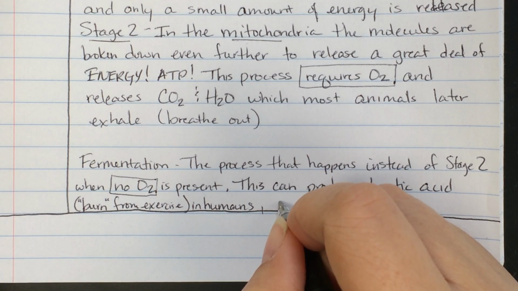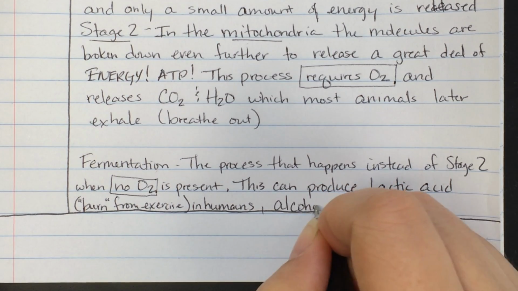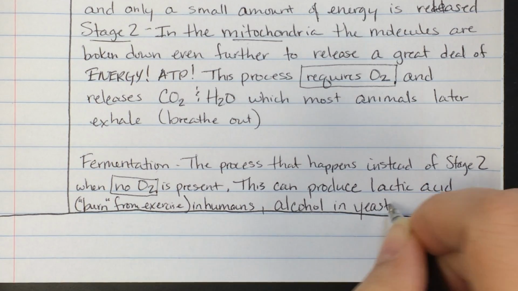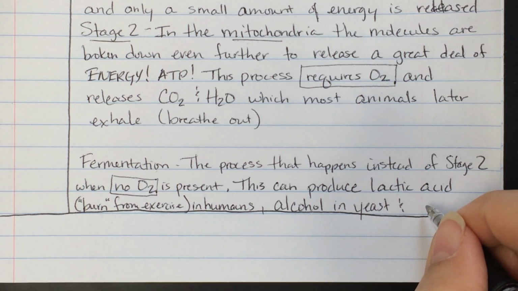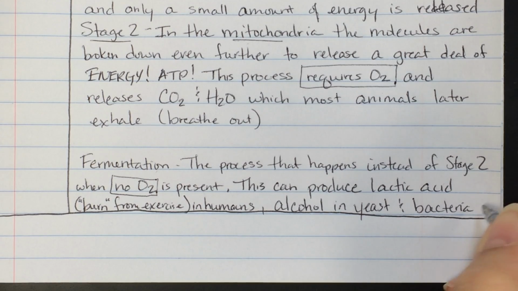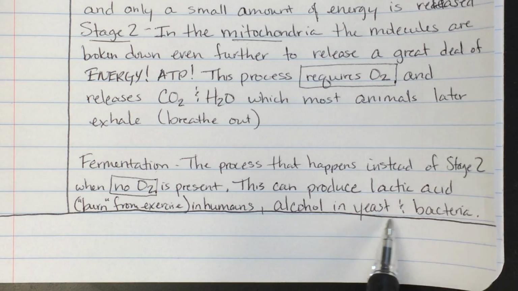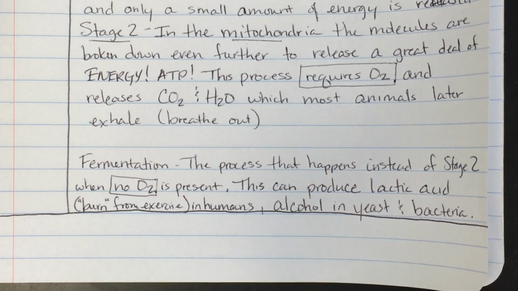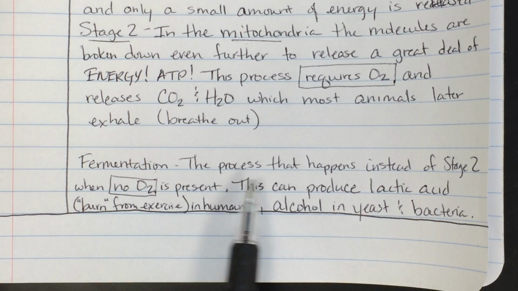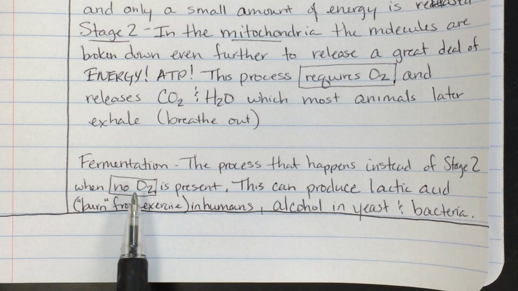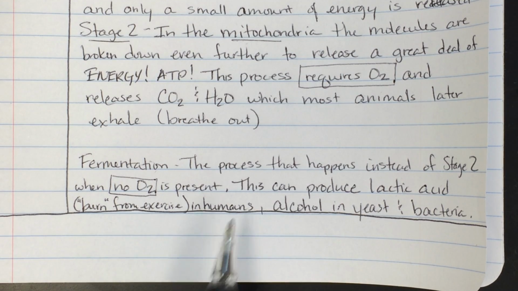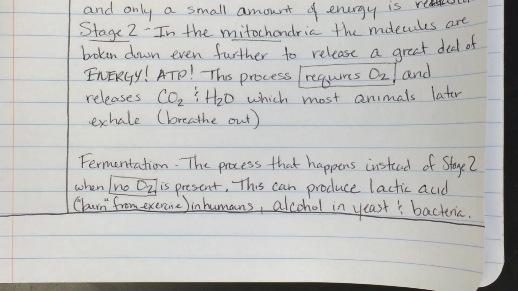and it can also produce alcohol in yeast and bacteria. It's the breaking down of sugar to produce alcohol. So yeast and bacteria. And so we actually use yeast and bacteria when we produce wines and beers and other alcoholic beverages. So fermentation is the process that happens instead of stage two when no O2 is present. This can produce lactic acid, the burn from exercise in humans, and alcohol in yeast and bacteria.